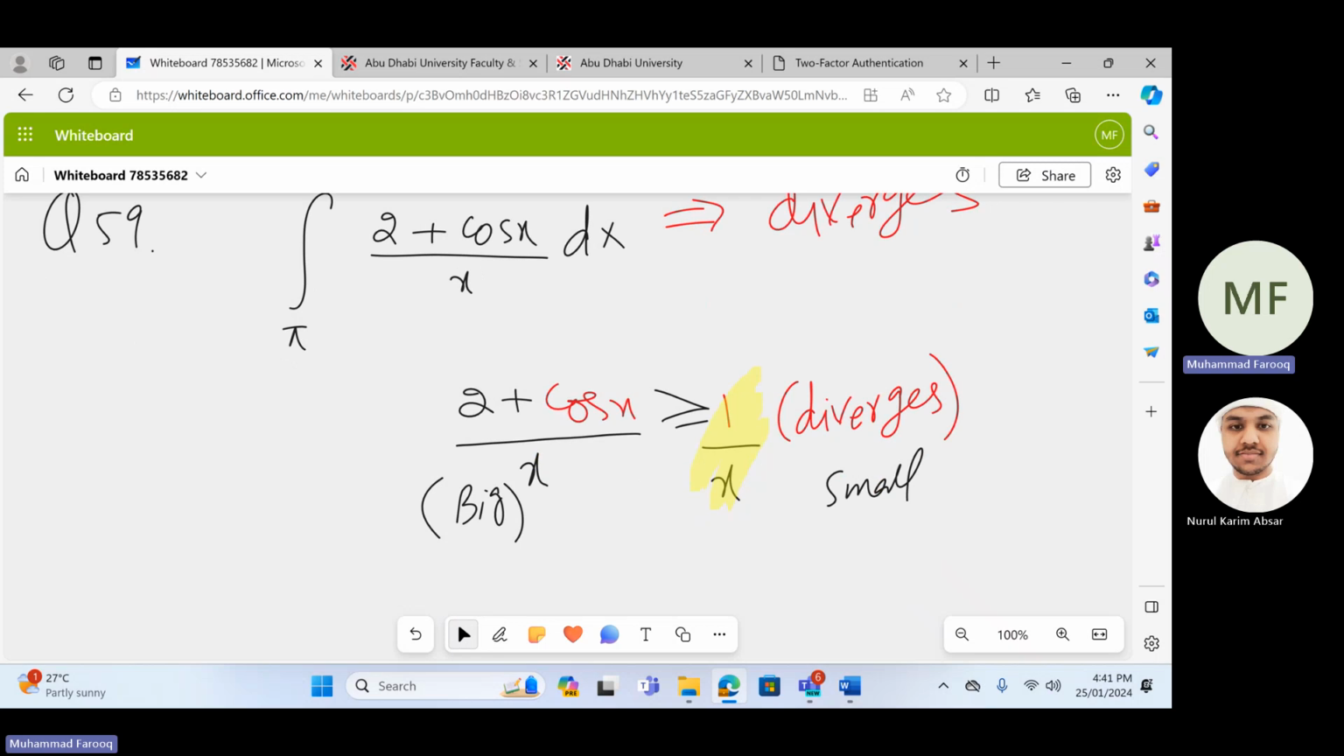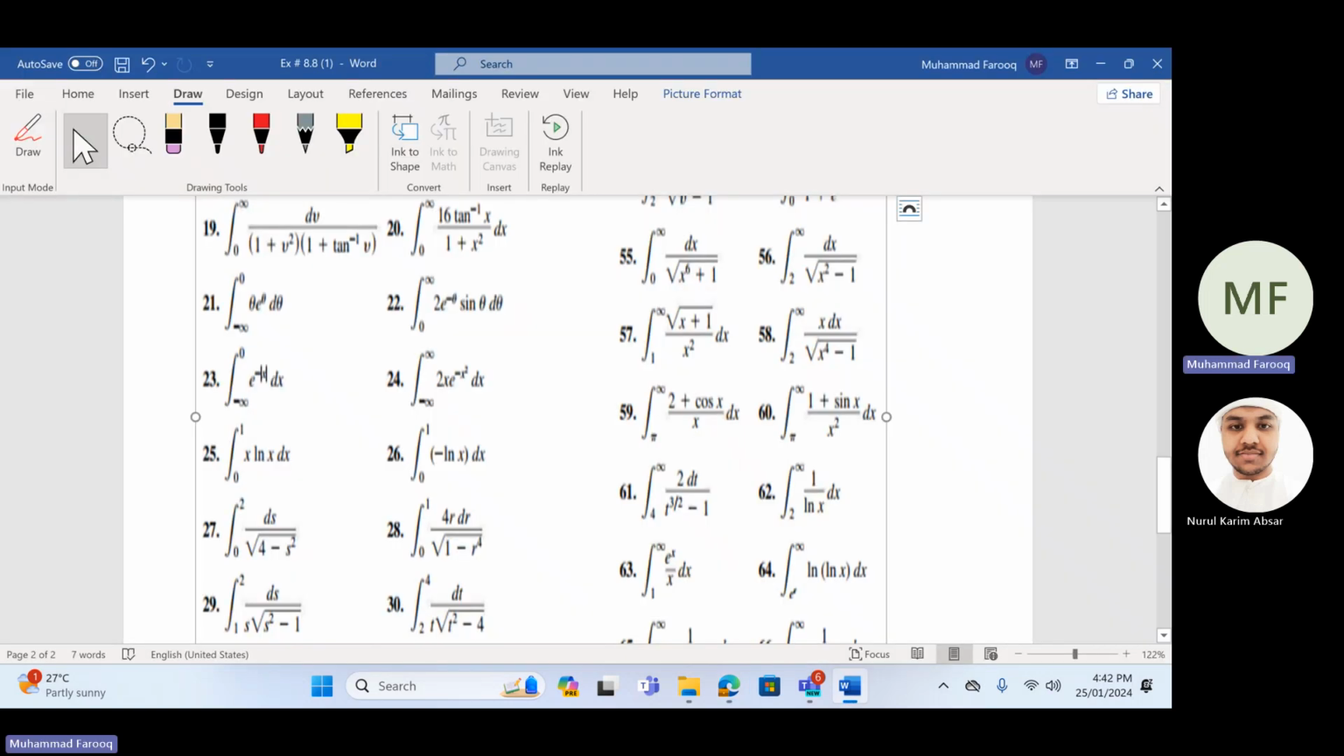This inequality will tell you who is big and who is small. Look here: 1 by x is small. So it's very clear, it's small. And the other is greater, that's why it's big. And as per DCT, if small diverges, big diverges. So now please try. The answer for this question is inconclusive. Are you sure? Yes, because small converges. We don't have a case where small converges. Okay.